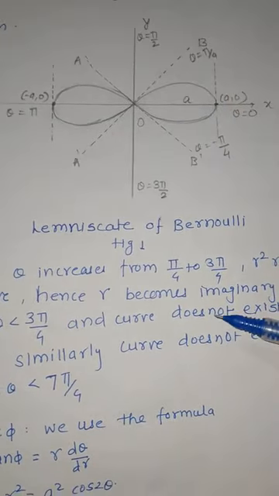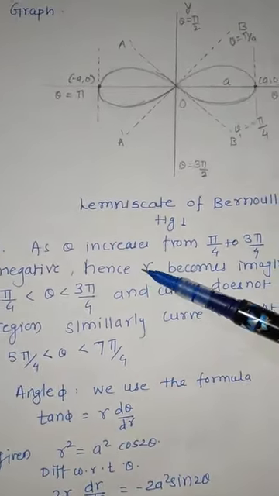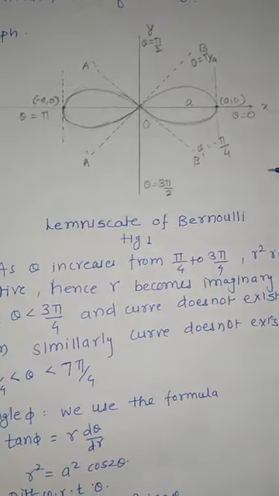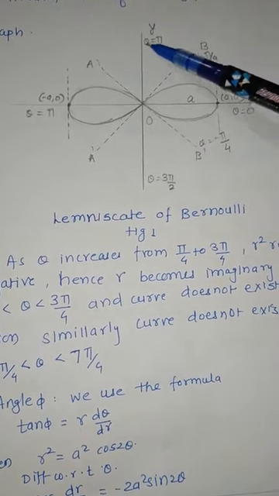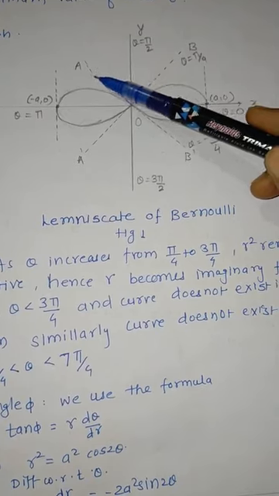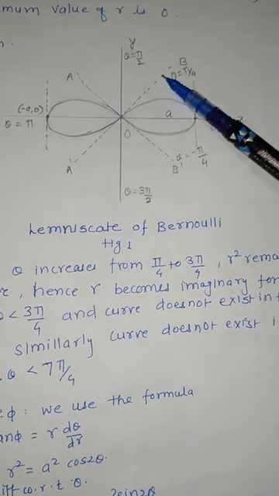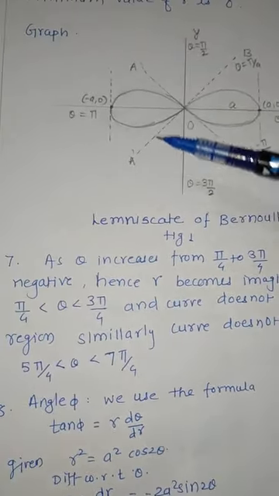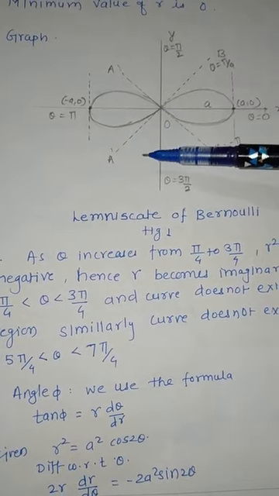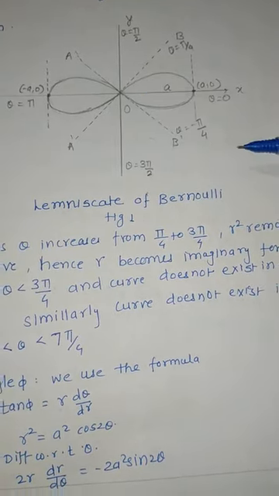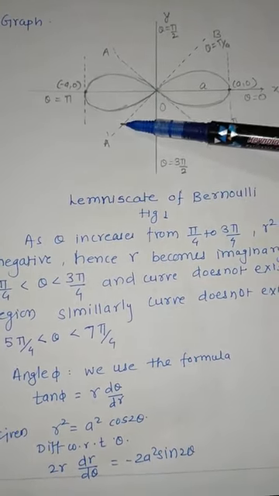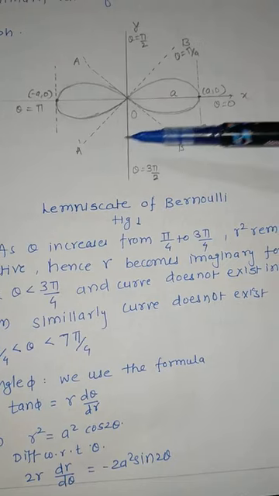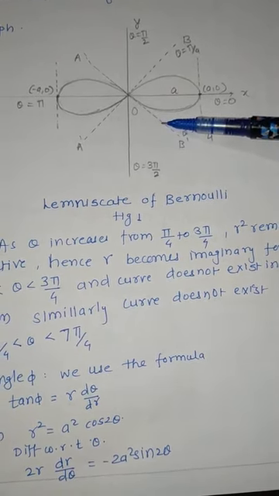Then we'll see what is the region of absence. As theta increases from pi by 4 to 3 pi by 4, r square remains negative. That means r will be imaginary for this portion. So here there doesn't exist any curve. Again, for the same value, if your theta lies between pi by 4 to 3 pi by 4, your curve doesn't exist. Similarly, for 5 pi by 4 to 7 pi by 4, again you will get an imaginary value of r. So here also the curve does not exist.